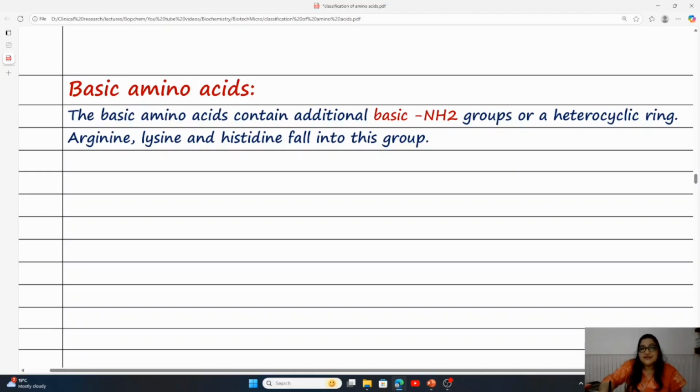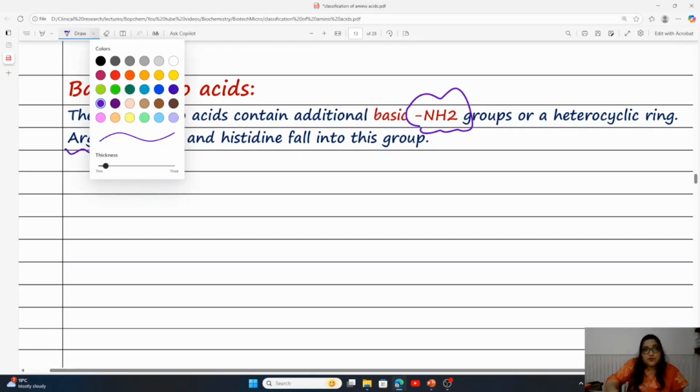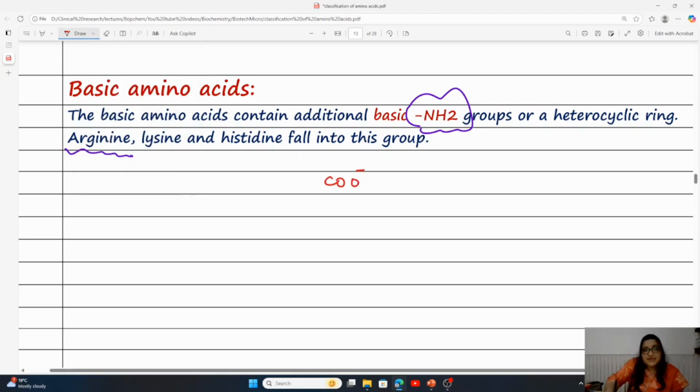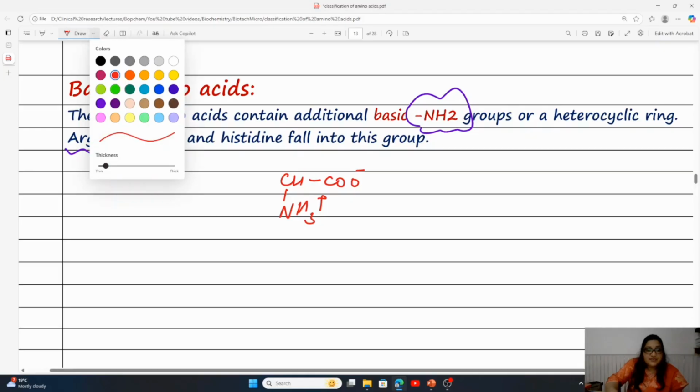Okay, so now the basic amino acids. Basic amino acids contain NH2 groups apart from the zwitterion structure, or sometimes there is a heterocyclic ring. So first of all, it is arginine. Let us see the basic group, the carboxylic group, COO negative, CH, NH3 positive. It will go the same.